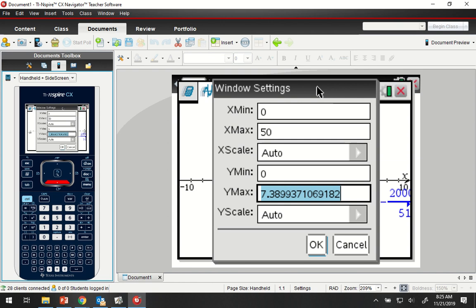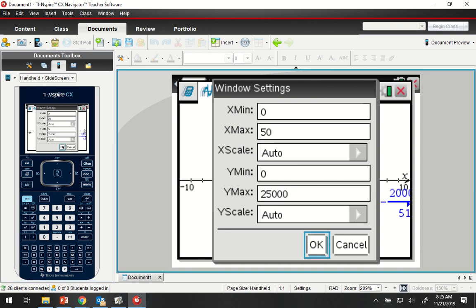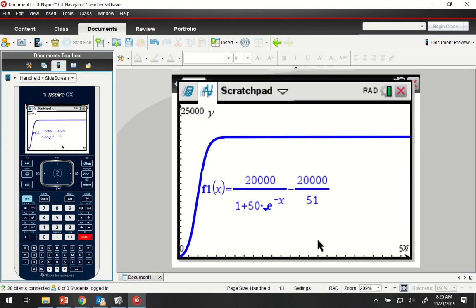Let's start with 20,000. The reason we started with 20,000 is that it's one of the values in my function that I was talking about. So 20,000 divided by something. Let's go 25. Is that 25,000? Yeah. Hit OK. I said hit OK. There we go. All right.